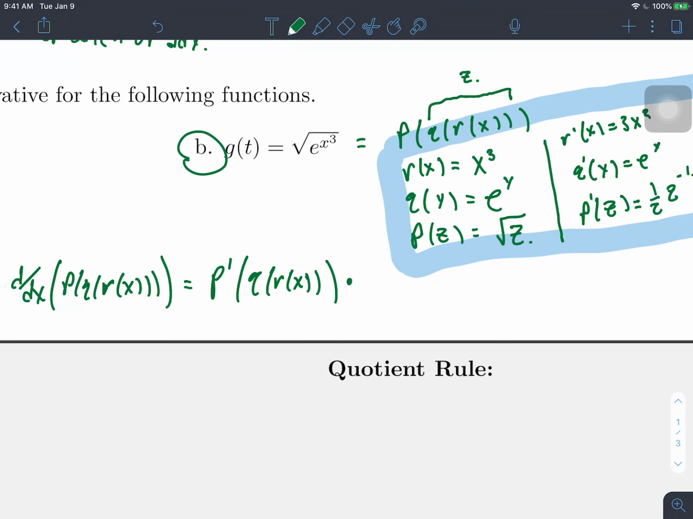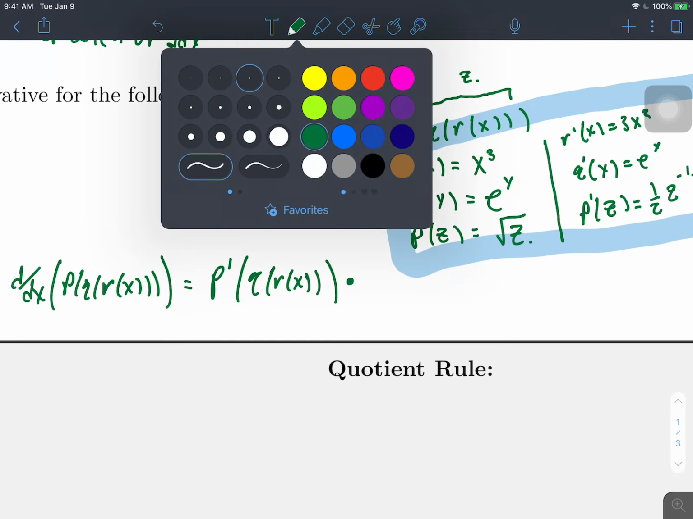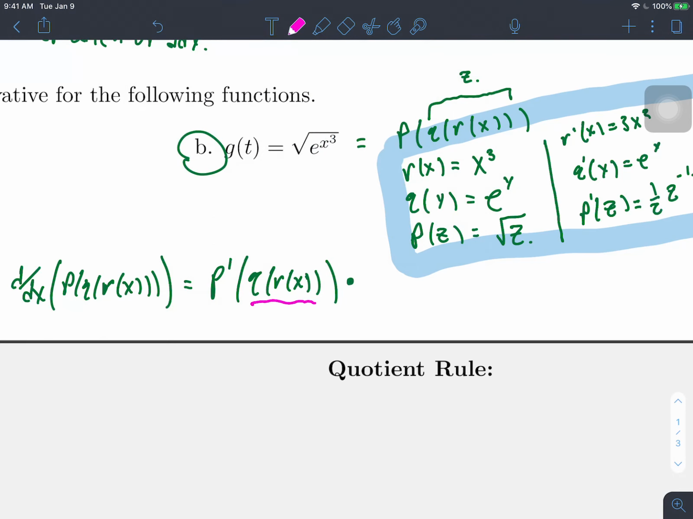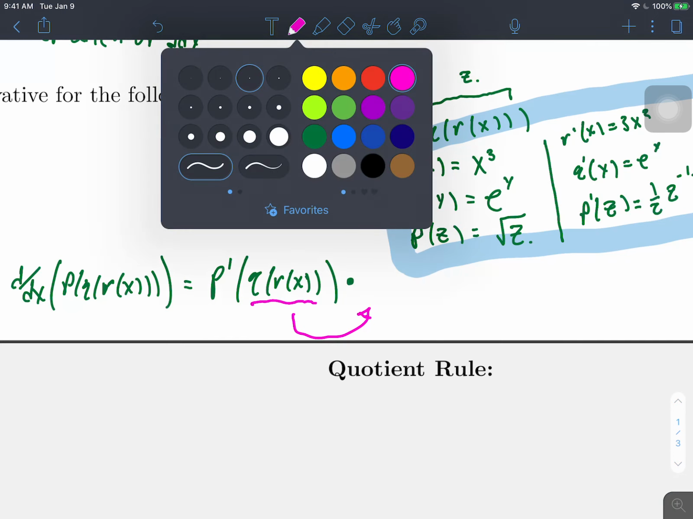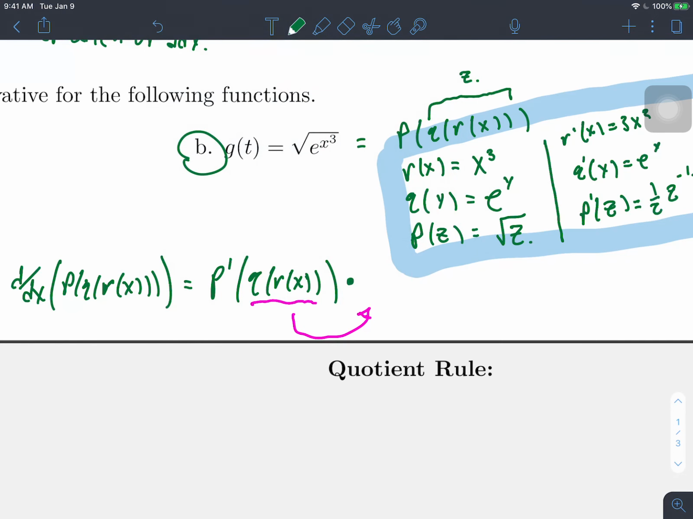And now I should multiply by the derivative of the inside. But the inside is itself a composition of functions. So to do the derivative of q of r of x, I need to apply chain rule once again. So what should I multiply out here?